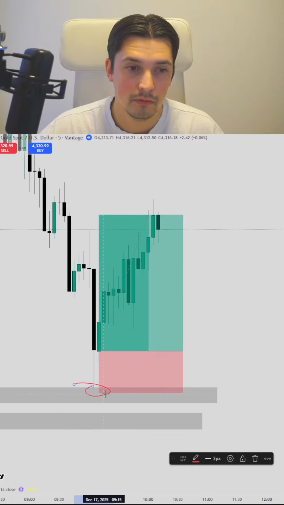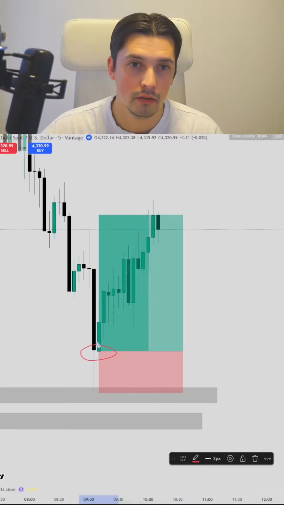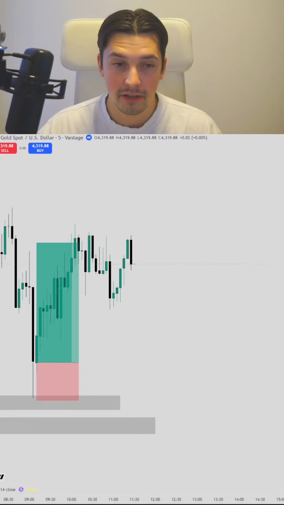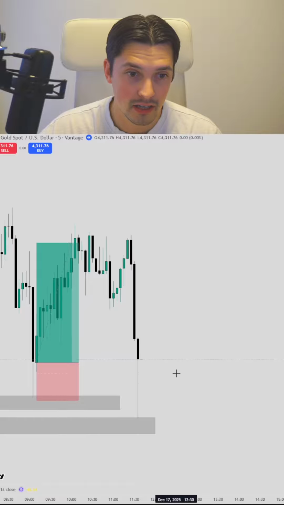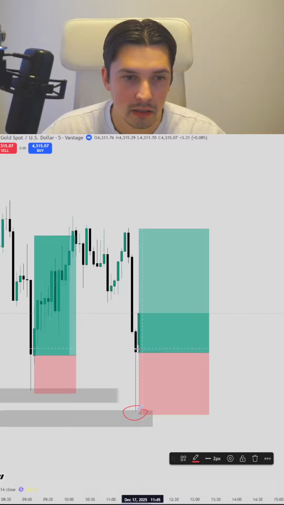Stop loss is put right below the wick. As soon as it closes, you enter at the close and you target 1 to 3. The funny part here is when I fast forward, you can see it does the exact same thing on the next zone. You do the same thing, stop loss under the wick, entry at the close.